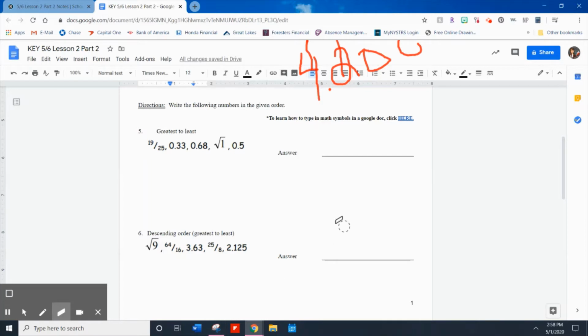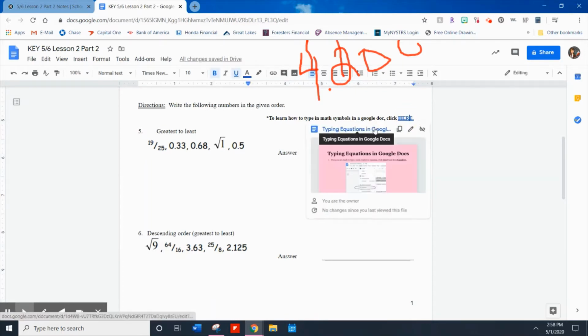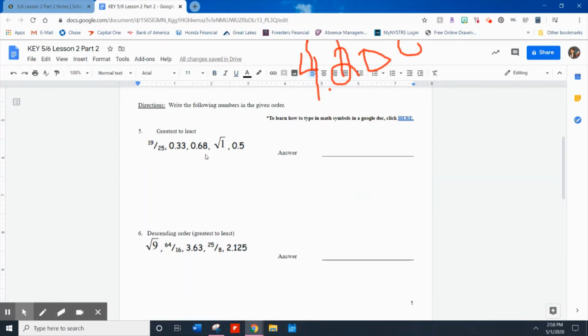All right, so it says write the following numbers in the given order. Because we are keeping this type of notation here, it might be helpful for you to type in the math symbols. If you need to know how to do that, you can click this link right here. Okay, I will walk through it with you right now though as well. So we are comparing from greatest to least.